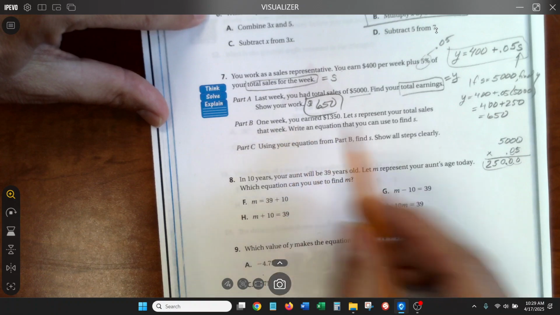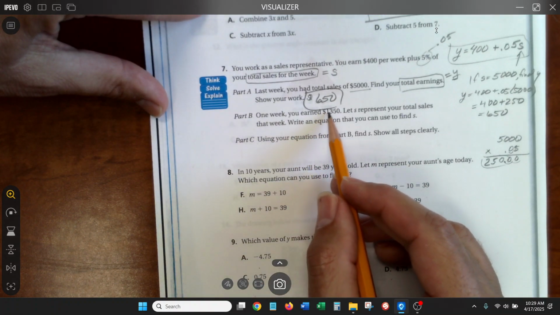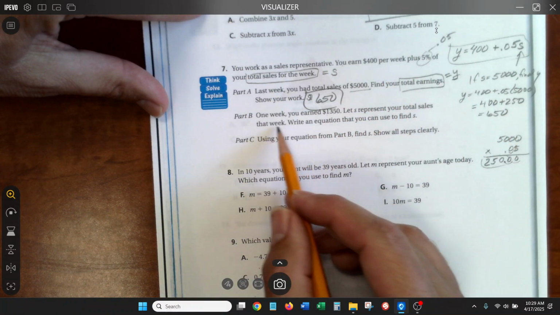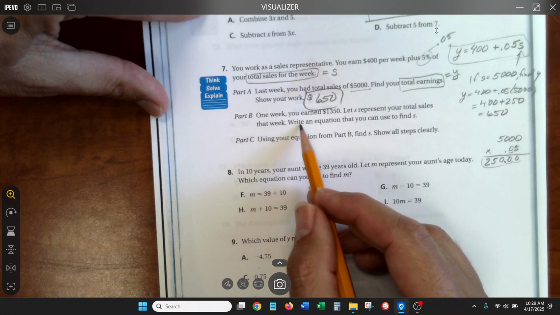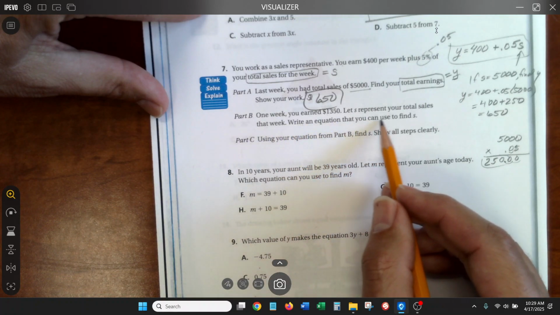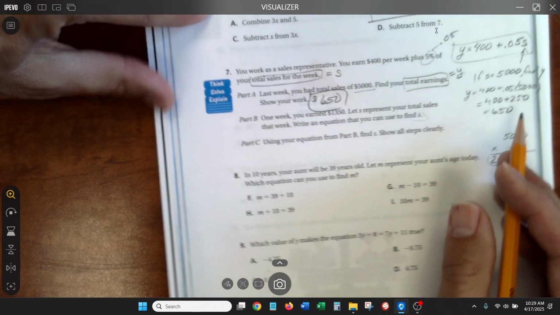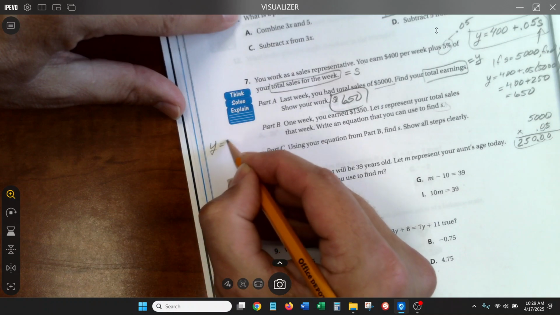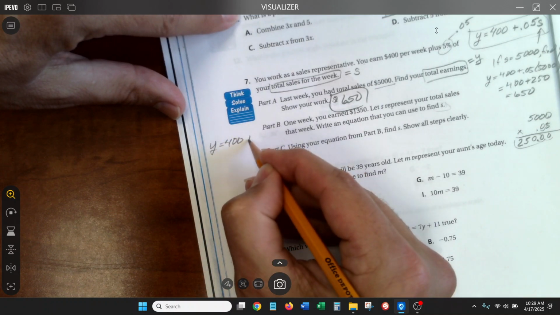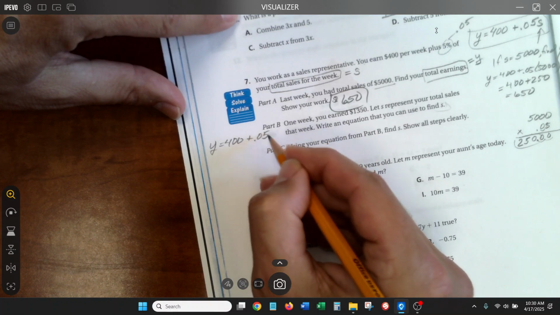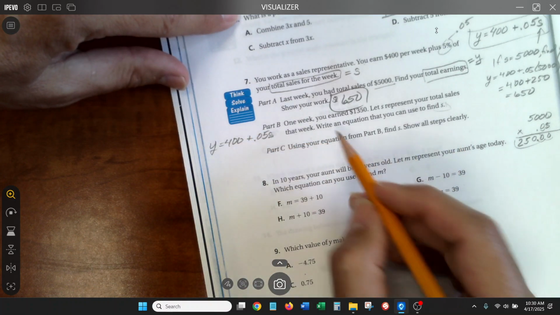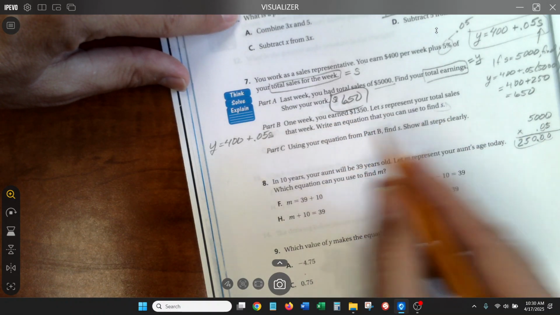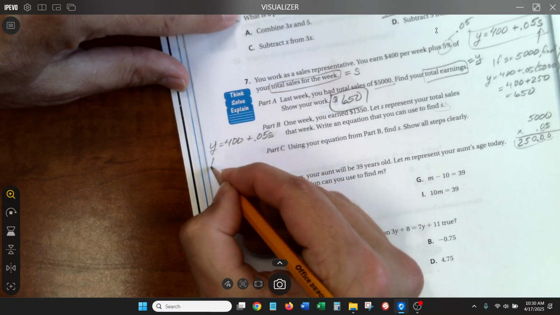Part B says 1 week we earned $1,350. Let S represent your total sales for that week, and then write an equation that you can use to find S. So if Y is equal to 400 plus 0.05 S, and our total earnings were $1,350, that means Y is equal to 1,350.